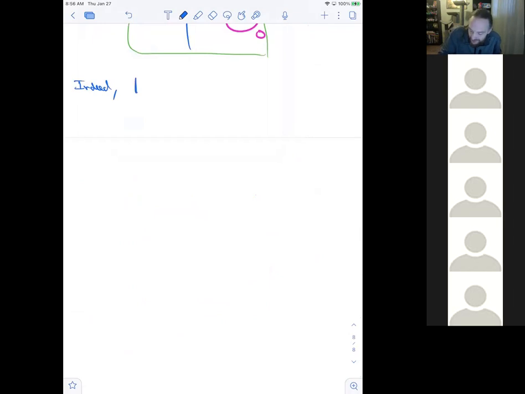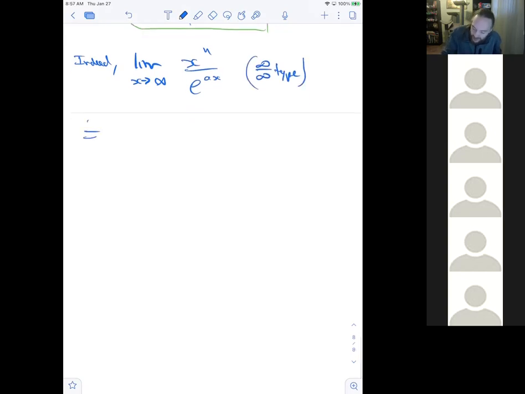So we have the limit as x approaches infinity of x to the n over e to the ax. This is infinity over infinity type. So by L'Hospital's rule, this is equal to the limit as x approaches infinity of n times x to the n minus 1 over a e to the ax. I just take the derivative of the top and the bottom. Well, this is still infinity over infinity type. And so I'll do it again.